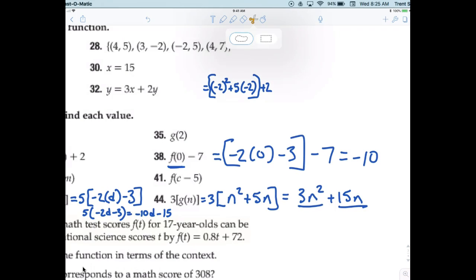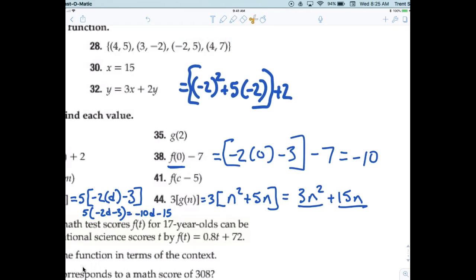Now, I'm just going to blow it up a little too. All right, so now if we look at this, what's -2 squared? 4, thank you. 5 times -2. 4 minus 10. What's 4 minus 10? -6 plus 2. -4. That's my answer. That's good mental math right there.